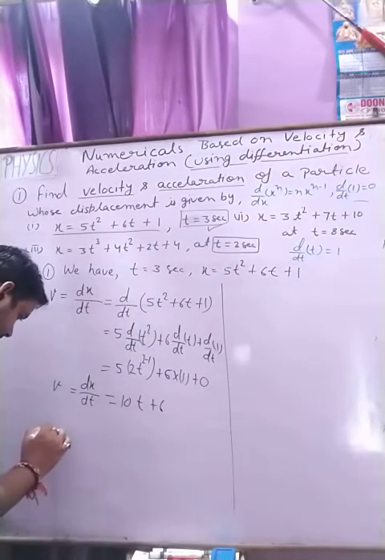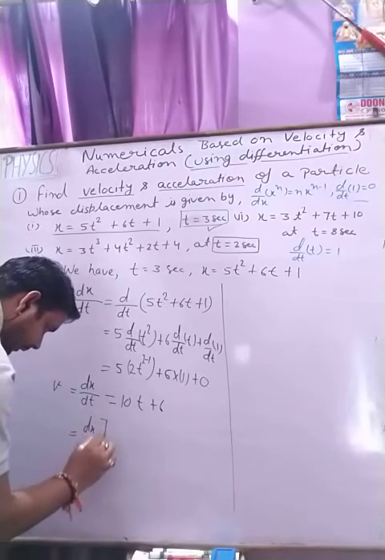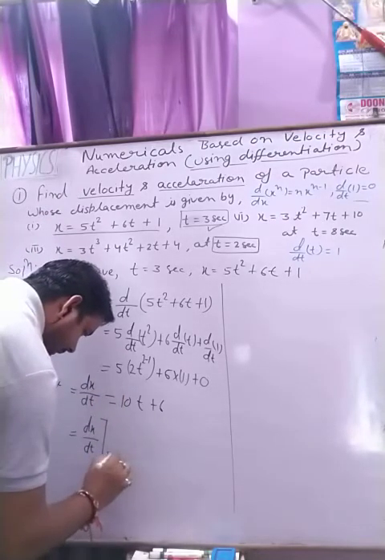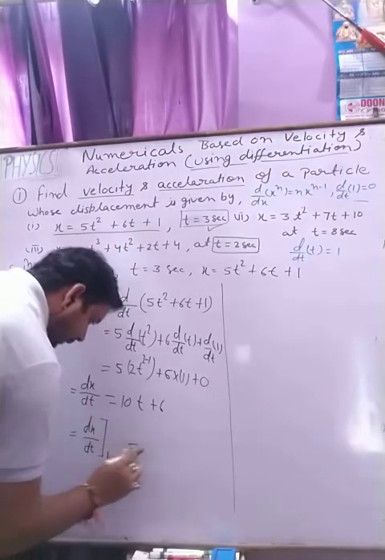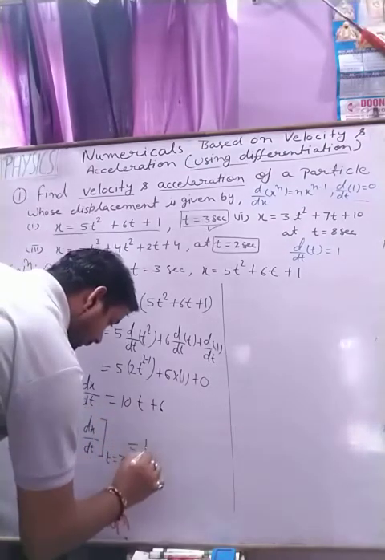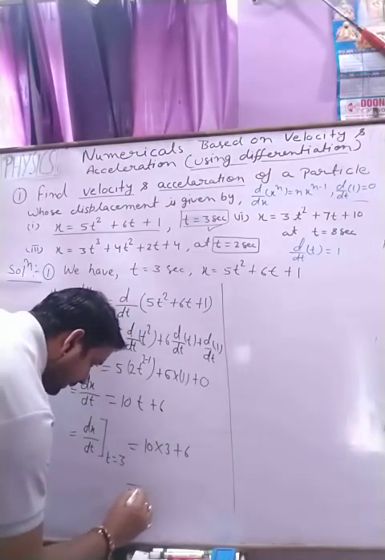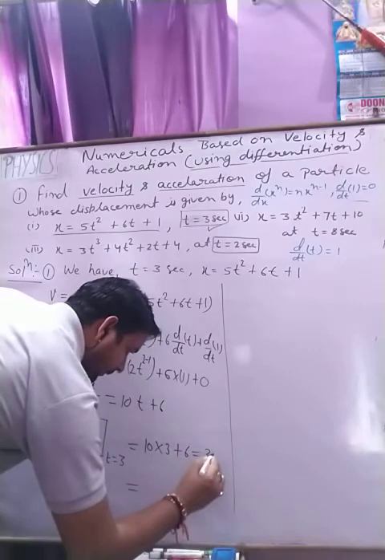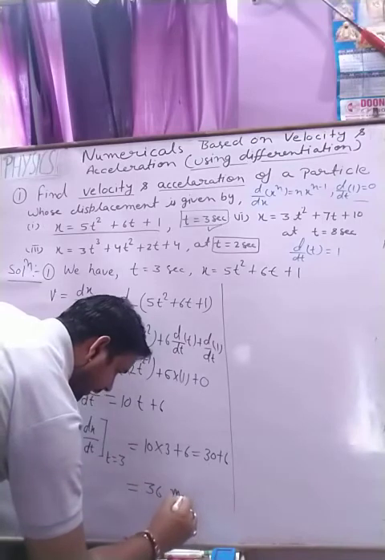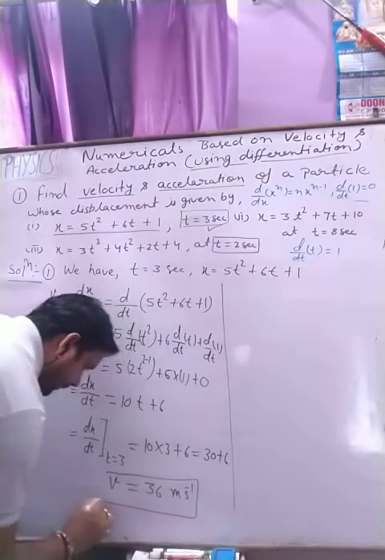Therefore, for calculation of the value of this velocity we are using dx over dt at time t equal to 3 seconds, which is 10 into 3 plus 6, which we get is 30 plus 6, and which is 36 meter per second. This is velocity. Clear?